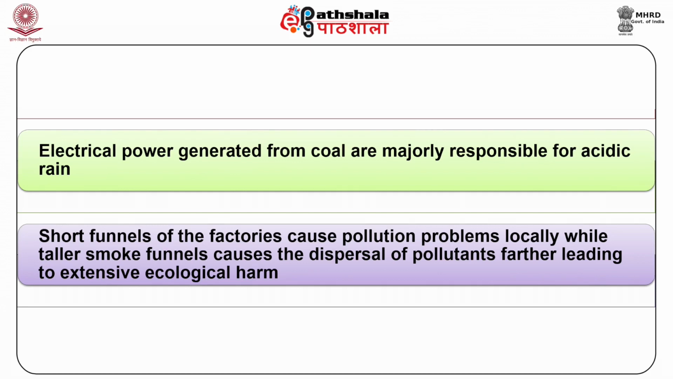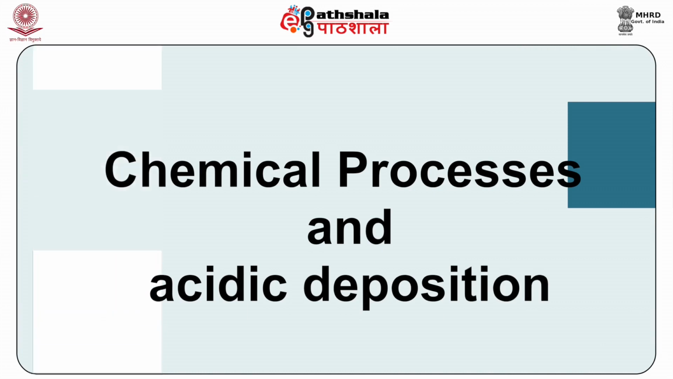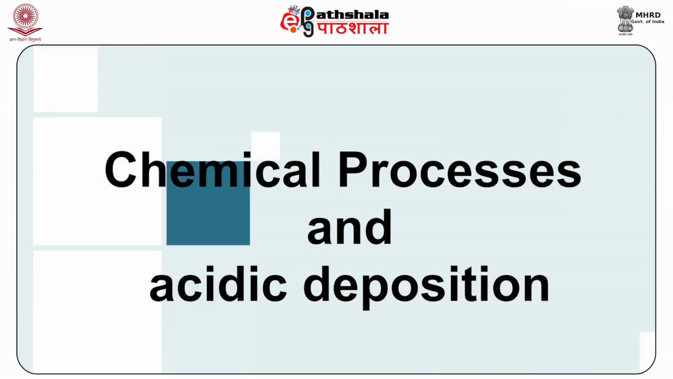Short funnels of factories cause pollution problems locally, while taller smoke funnels cause the dispersal of pollutants, further leading to extensive ecological harm. Moving on to discuss the chemical processes and acidic deposition. Nitric oxides and sulfur dioxide are produced by combustion of fuels and are converted into nitric acid and sulfuric acid.